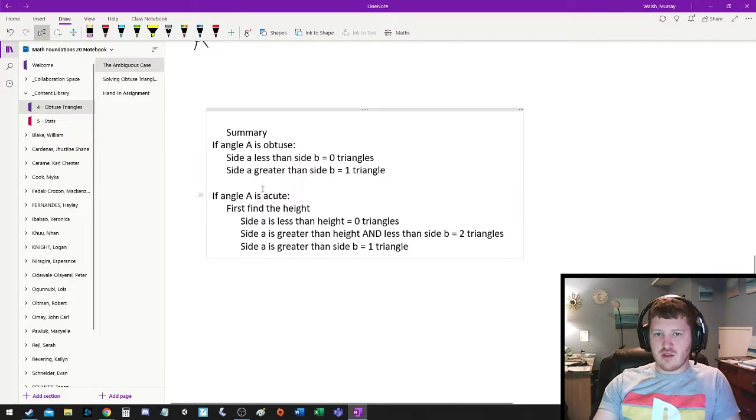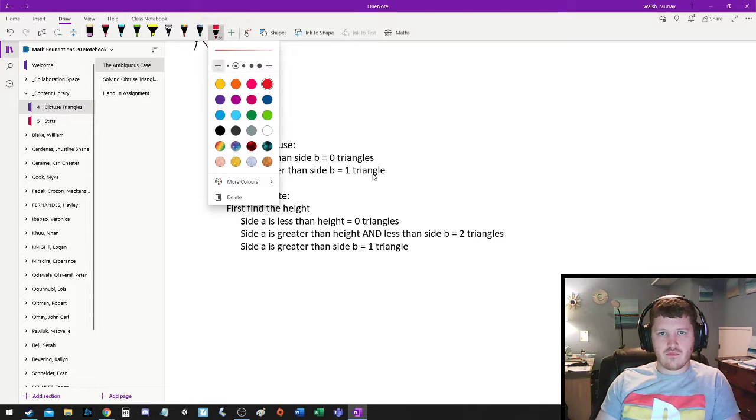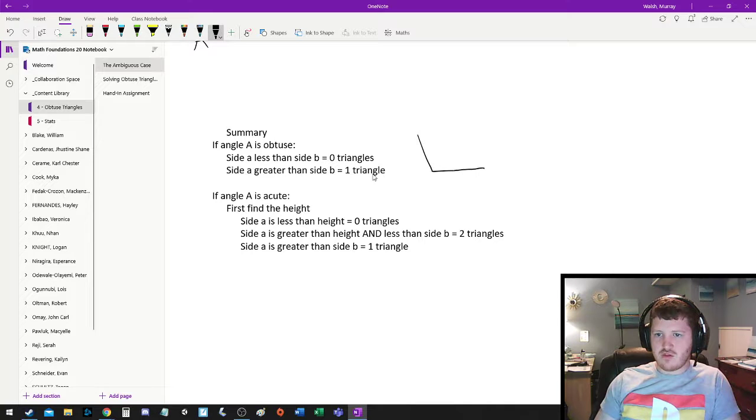So, summary at the bottom: if the angle A is obtuse, the only thing we need to check is, is side A less than side B? 0 triangles. If side A is greater than side B, 1 triangle. And we can have a little drawing here to help us out. Alright, so we have an obtuse angle. If this side A is less than side B, we won't be able to make a triangle.